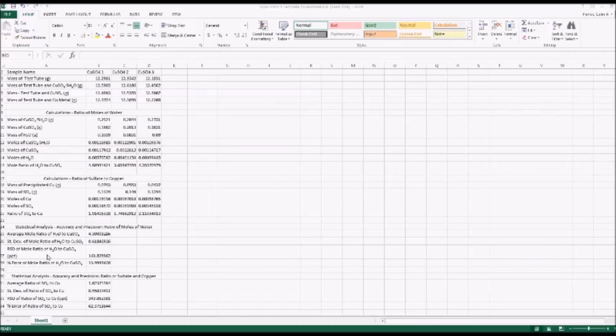We also know that the precision isn't great because we got an RSD of 143 for water to copper sulfate and an RSD of 343 for sulfate to copper. So both the accuracy and the precision are not great in this particular experiment. Again, the accuracy is calculated by the percent error, which is quite high, but very high in the case of sulfate to copper. So the experiment didn't work perfectly.